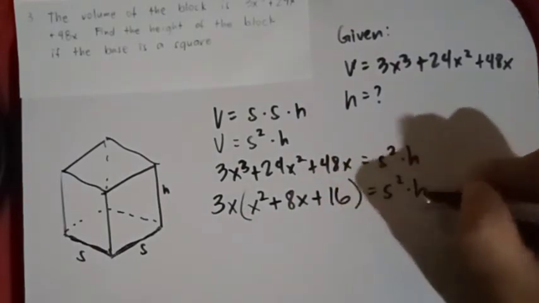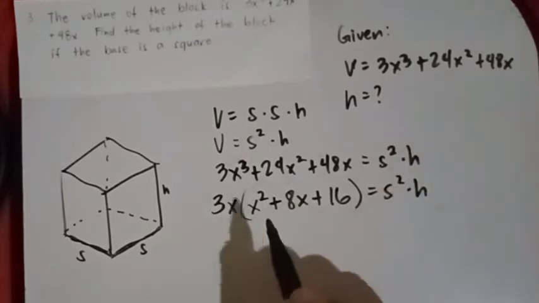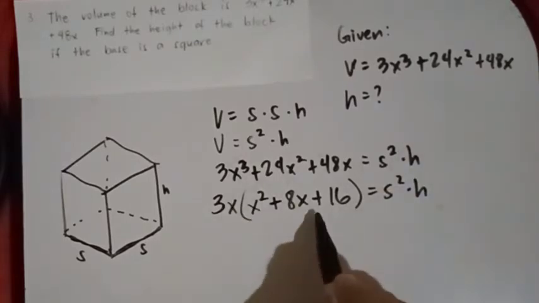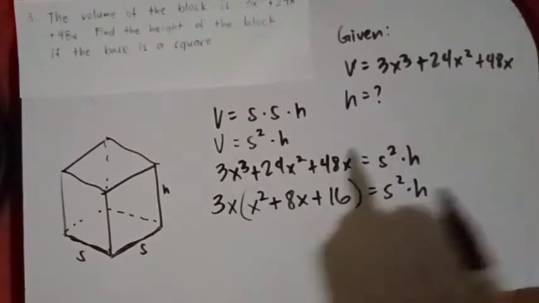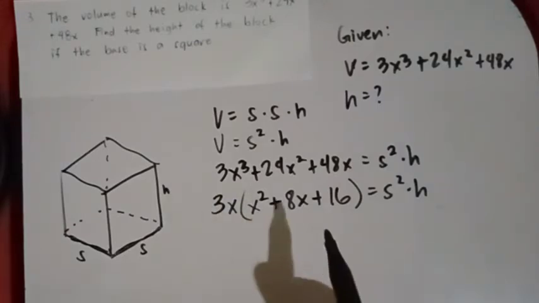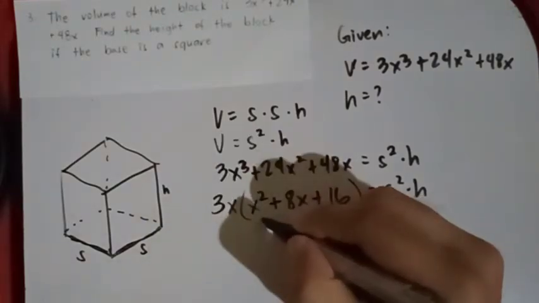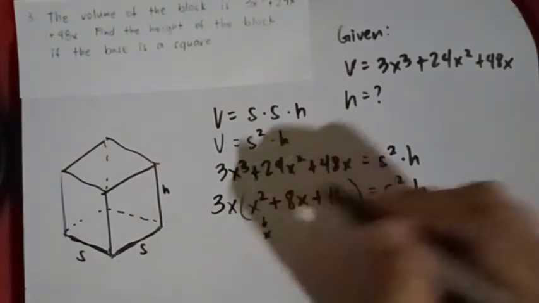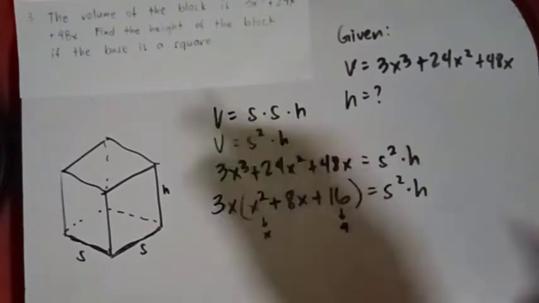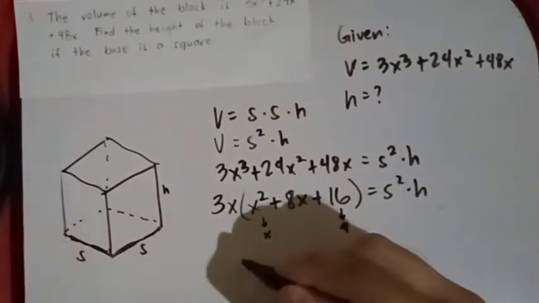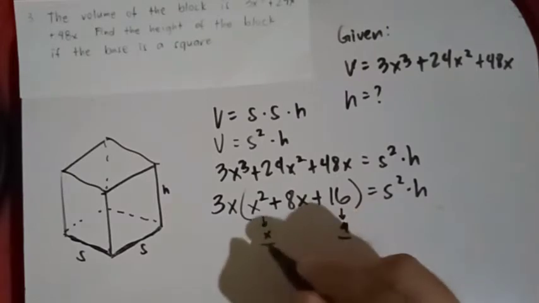Equals s squared times h. And then, ito, x squared plus 8x plus 16. So, kayo na bahala mag-check kung perfect square trinomial to. Basta ito ay perfect square trinomial. So, diretso factor natin. So, ang square ng x squared ay x. Tapos, square ng 16 ay 4. So, yan yung kailangan nating terms sa binomial.